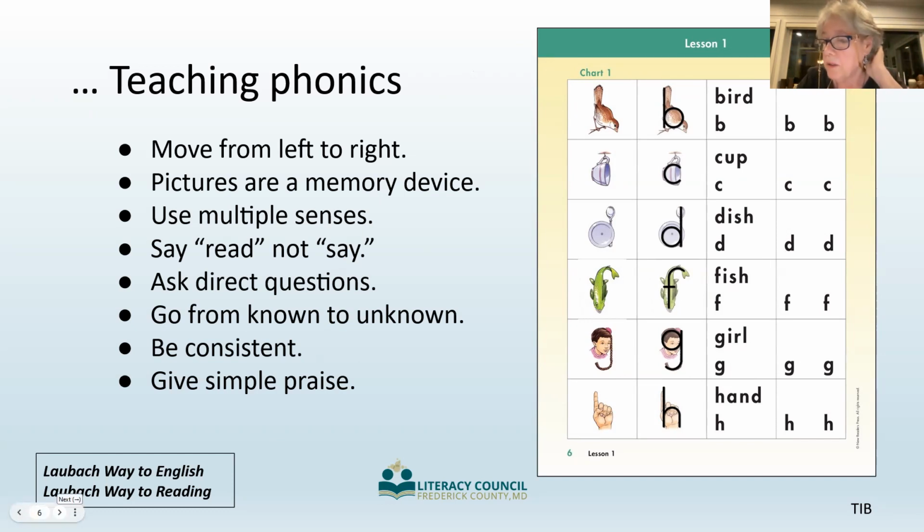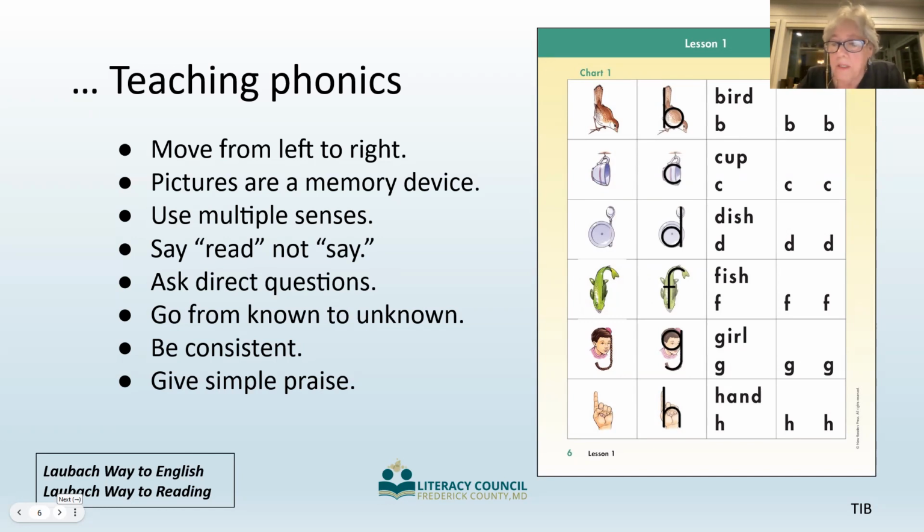Remember that adults learn well by association, so pictures are a good memory device. In the Laubach chart, there's a clear picture/symbol association. This approach is multi-sensory. Your student sees, hears, says, and later will write something all at once, which reinforces learning. Multi-sensory teaching is always helpful. When you can say read instead of say, do so. It's good to emphasize to your student that they are actually reading.